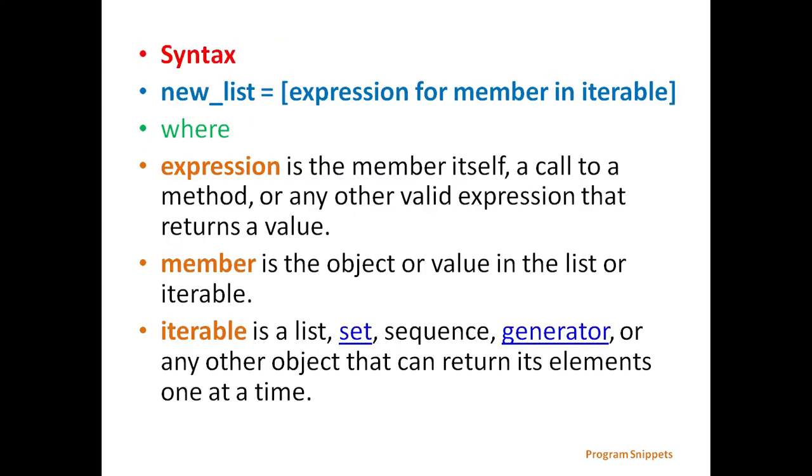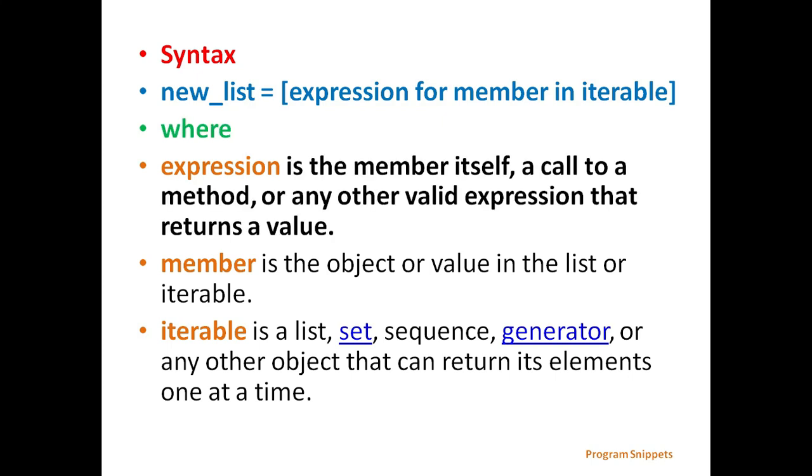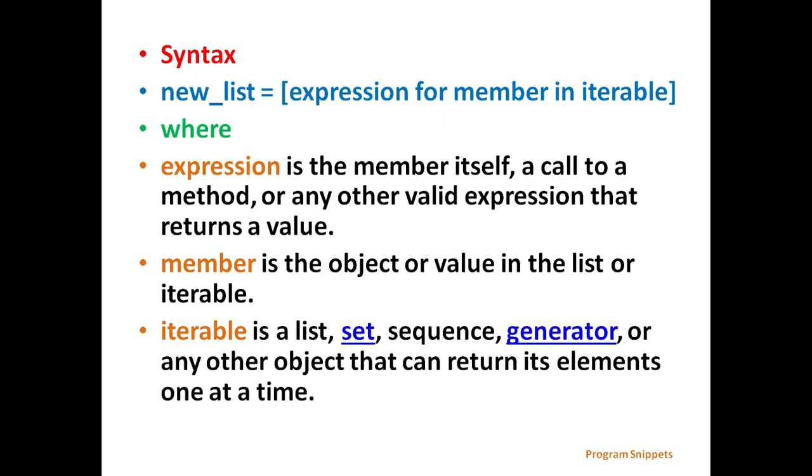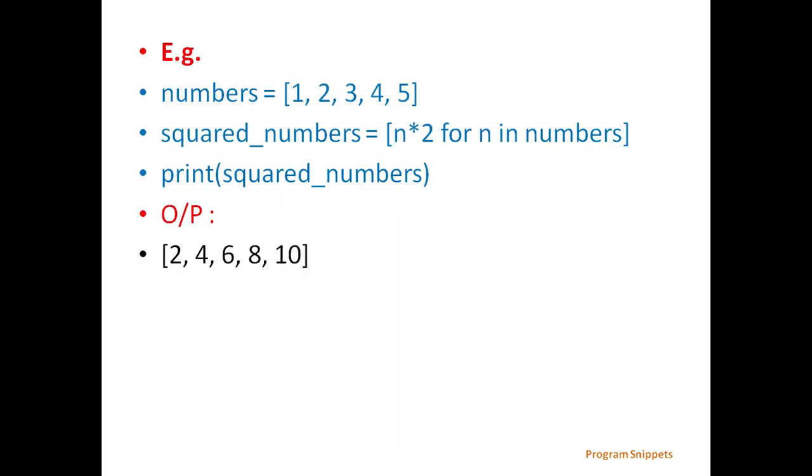General syntax is new_list = [expression for member in iterable], where expression is the member itself or a call to a method or any other valid expression that returns a value. Member is the object or value in the list or iterable. An iterable is a list, set, sequence, generator or any other object that can return its elements one at a time.